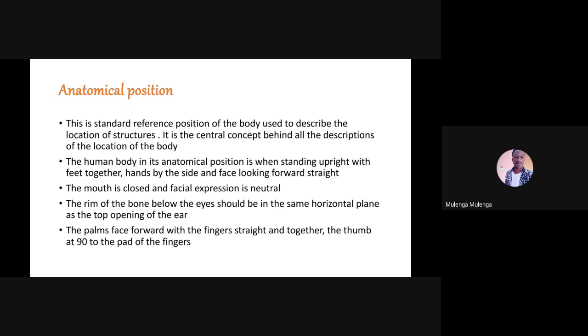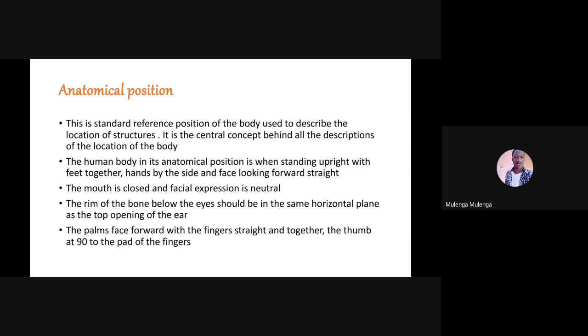So when you go into the dissection room, you're going to start dissecting from the back of the human body. From the back, you go to the upper limb. From the upper limb, you go to the thorax, abdomen, pelvis, and then you finish with the lower limb. Thank you. Yes, sir.